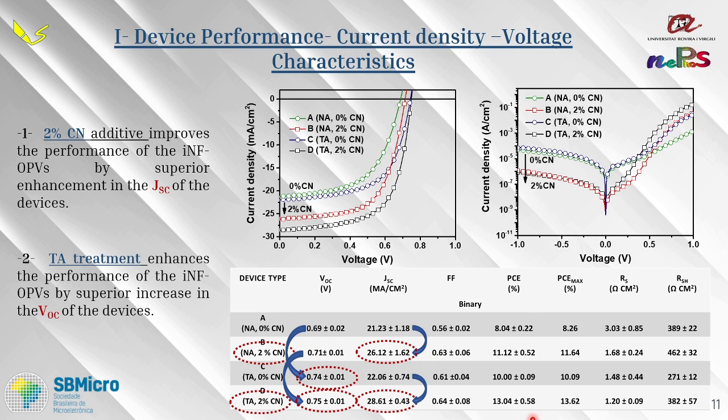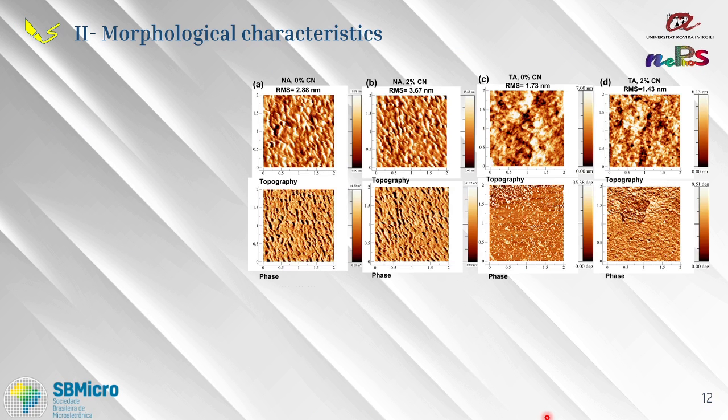That is why we can say that the combination of thermal annealing and the 2% chloronaphthalene additive in device D shows the better performance parameters and the higher power conversion efficiency among all the other devices. To explain this result, we made further characterizations, starting with the morphological characterization using AFM.